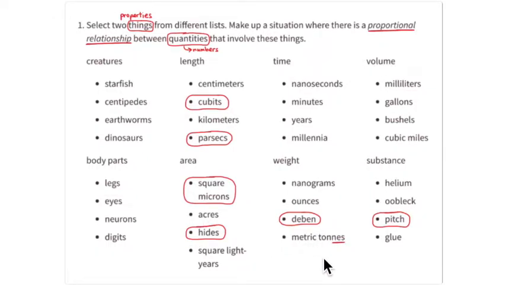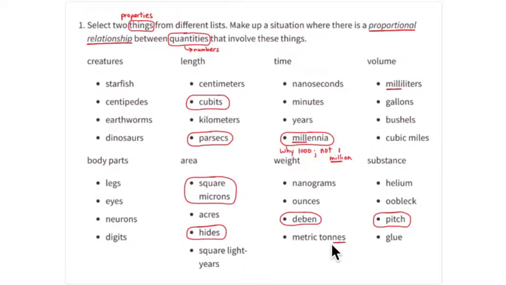And then metric tons. I know what a ton is in the United States. It's 2,000 pounds. But what's a metric ton? And why is it spelled with an N-E-S? Is that just an English spelling? So this would be a metric measurement. So, what's a metric ton?